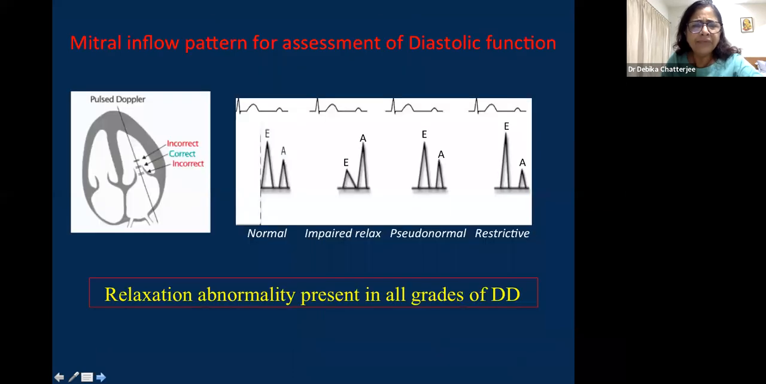Okay, clear? Now, next, we will go to the mitral inflow pattern for assessment of diastolic function, which is very, very important.